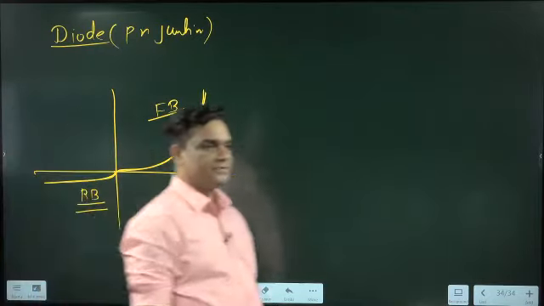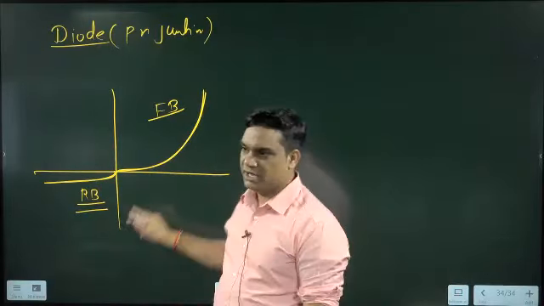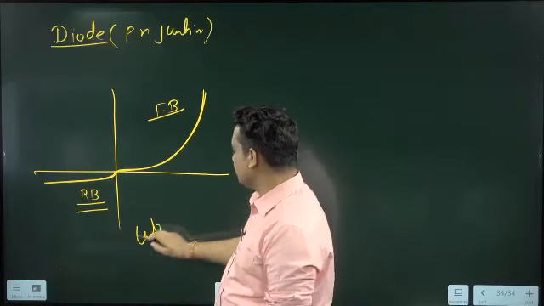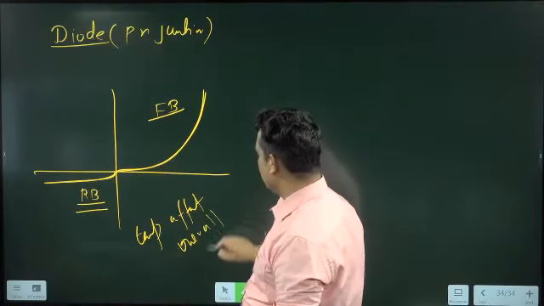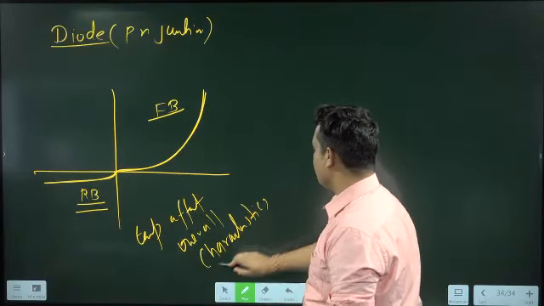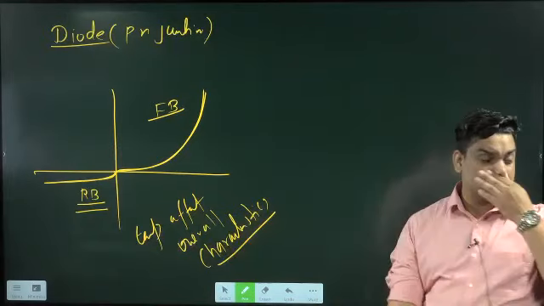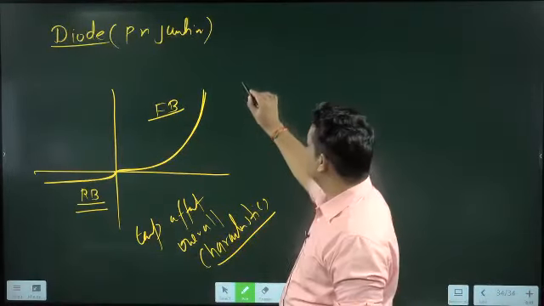You have to remember. And if you change the temperature, then temperature affects the overall graph. Temperature affects the overall characteristic, it is going to impact it. And this diode offers dynamic resistance. It offers dynamic resistance.